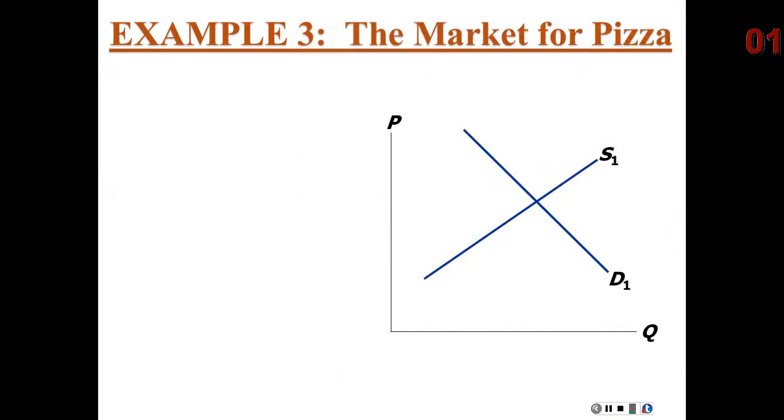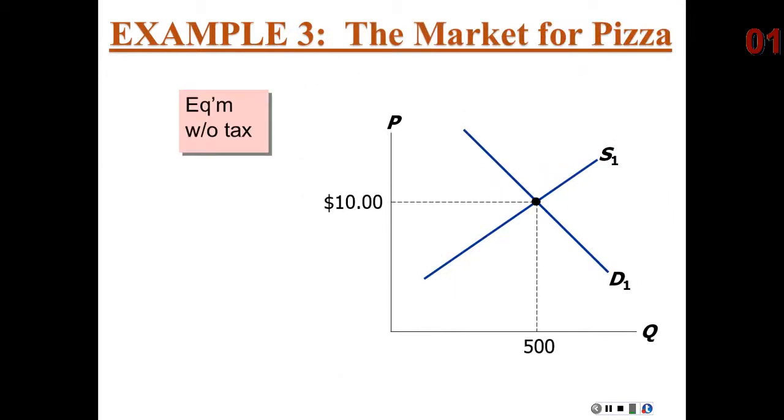Okay, so let's go ahead and look at a market for pizza. Let's just say in equilibrium in Murray, Kentucky, that we have an upward sloping supply of pizza and downward sloping demand. Equilibrium price for a large pizza is $10, and there's 500 pizzas bought and sold on any given day in Murray. Okay, this is the market without a tax.